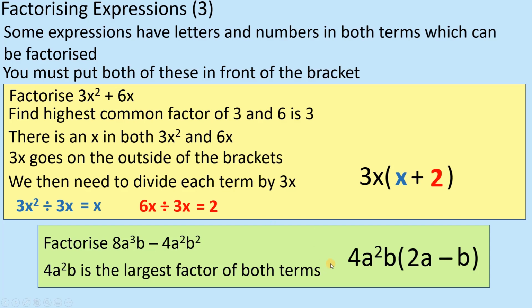And as before, like always, you can check that. Well, 4 times 2 is 8. A squared times a is a cubed, and then b, and that gives me that lot. And then 4 times that is just going to give me 4. A squared is just going to give me a squared, and then b times b is going to be b squared. So 4a squared b squared. All right, so that's that done.